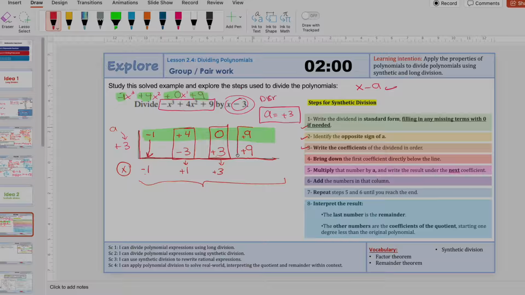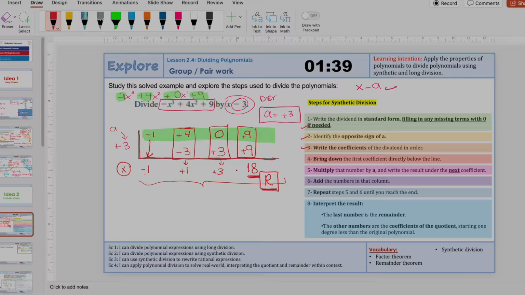Now combine. 9 plus 9 is 18. Now that's it. You don't multiply it because you're done. You don't have any more coefficients here to write anything under it, so you stop here. The last term we have here is the remainder, and it's going to be a number only without any variable.